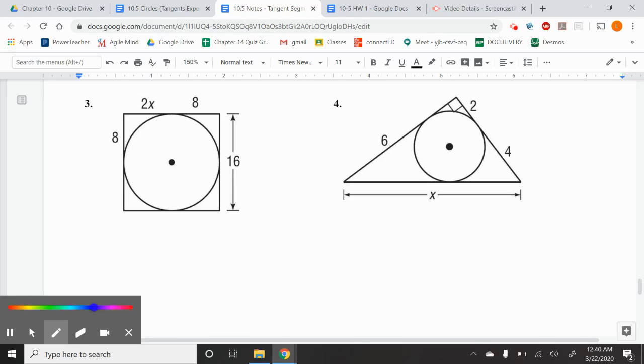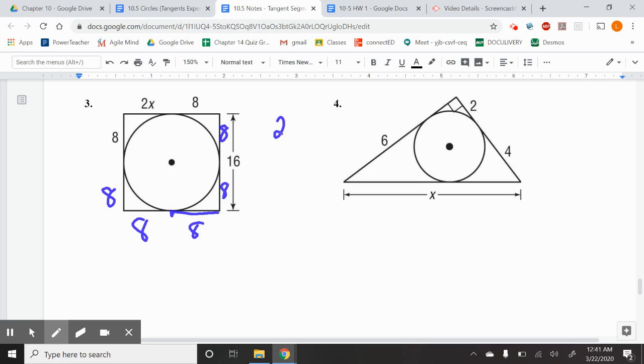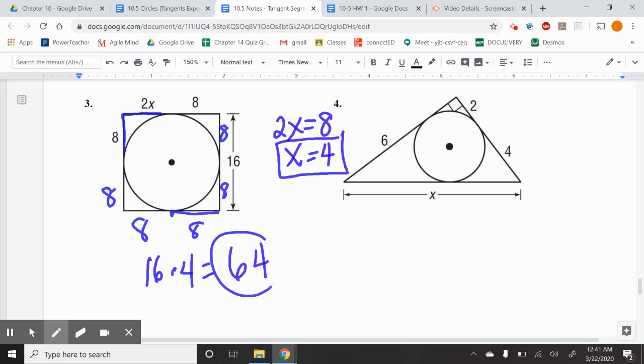For number 3, we have a square. The side of the square is 16. And I know these half pieces are all 8s. Even if you didn't know it was a square, you could tell that all these little pieces here are 8s. So therefore 8 and 2x are the same. So 2x equals 8 and x equals 4. To get the perimeter, you just do 16 times 4, and that's 64.